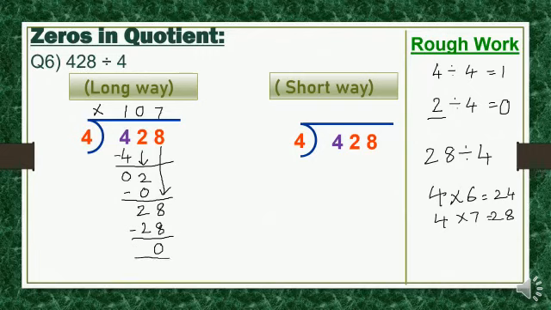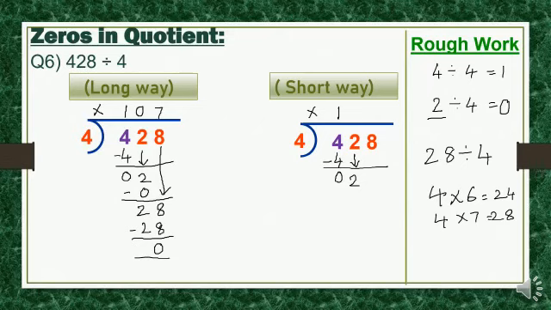Now let's try the short method. In the short method, again we need to do the same. The first step will be 4 is to be divided by 4. That will be one time. So 4 ones are 4. Now the next step is to subtract. So 4 minus 4 is 0. Then the next step is to bring down the 2.